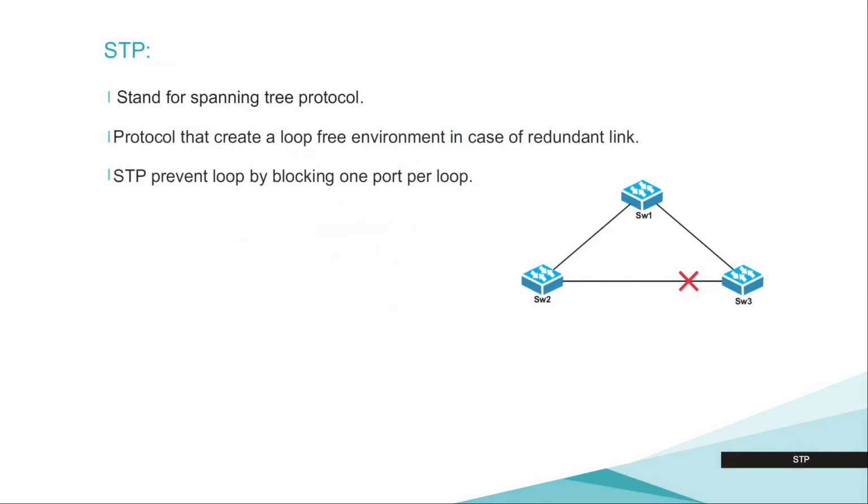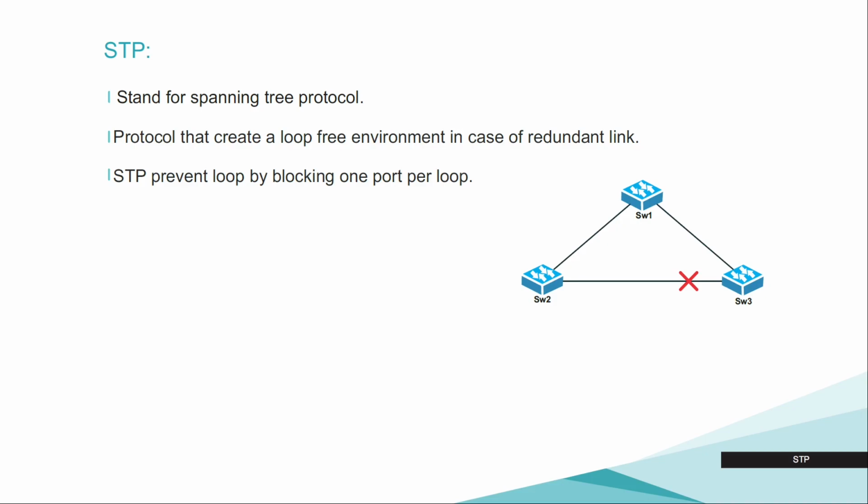So back to layer 2, let's see how the spanning tree protocol will prevent the loop from our network. STP stands for Spanning Tree Protocol, and STP is a protocol that creates a loop-free environment in case of redundant links. So Spanning Tree Protocol will work in our network and will block one port in order to avoid the loop. So you can ask a question here. If we are going to block one port in our network, what are the benefits of having a redundant link?